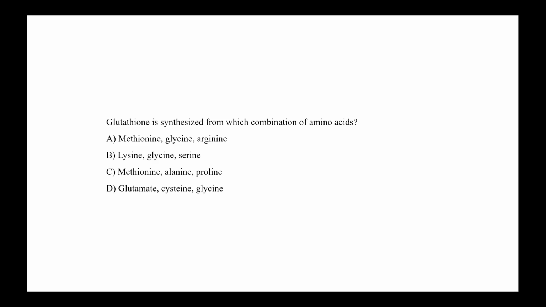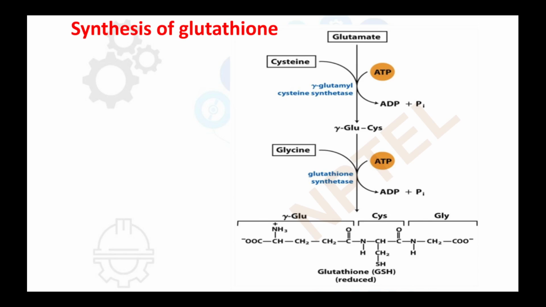You've answered option D. That is the correct answer. Glutamate, cysteine, glycine. So glutathione is basically a tripeptide called glutamyl cysteinyl glycine. It forms from these three amino acids. If you remember, in the previous sessions, I told you how glutathione helps in the transport of amino acids across the membrane. So this is how glutathione is synthesized.